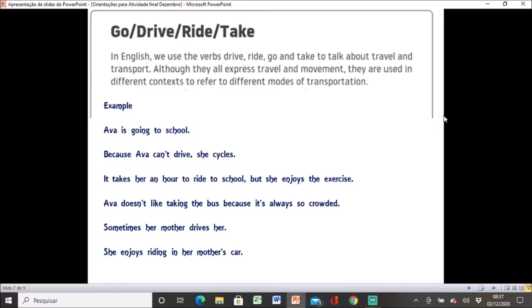Ava doesn't like taking the bus because it is always so crowded. Sometimes her mother drives her. She enjoys riding in her mother's car. Go, drive, ride, and take. The verbs that you use to express travel and movement.